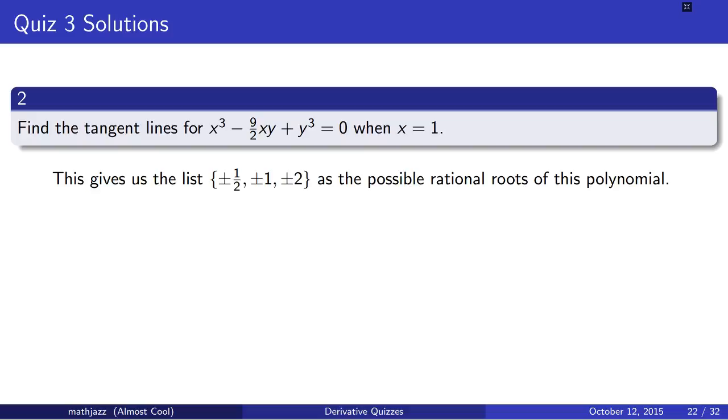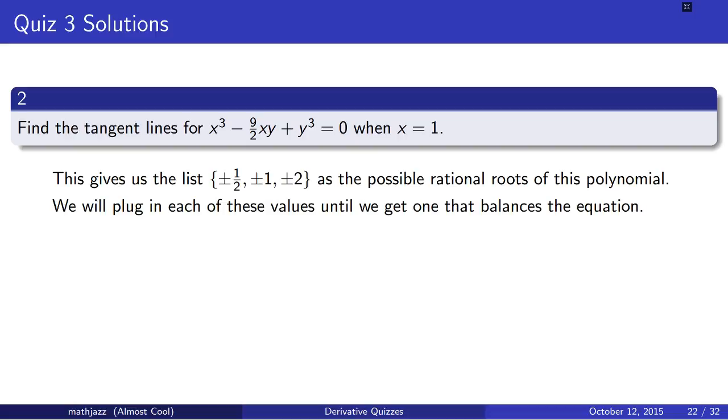What we'll do now is plug each of these values into our polynomial and see which of them balances the equation. If any of them balance the equation, then the values that do will be roots of this polynomial, which means that we can then factor out y minus that value from the polynomial.